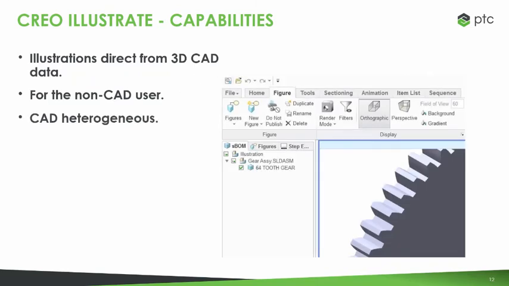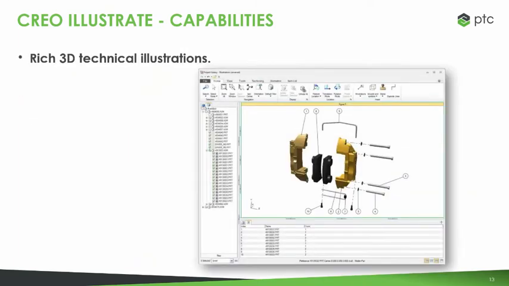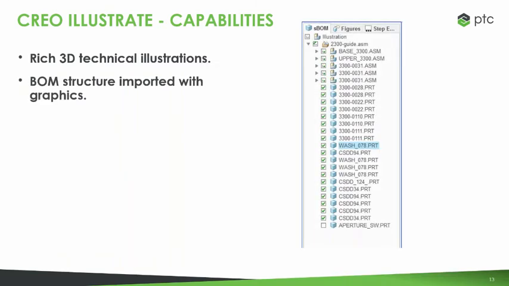And it is also CAD heterogeneous, so obviously it works well with PTC's Creo files, but it also works just as well with non-native files and neutral files. With that, it then gives you the ability to start doing some of those rich 3D technical illustrations. You can do explode views, you can label your different parts, and it's going to be able to do that automatically as well.